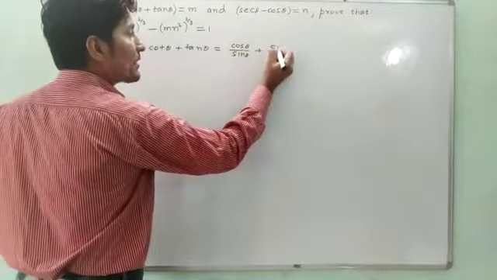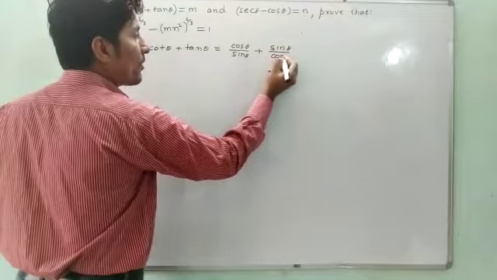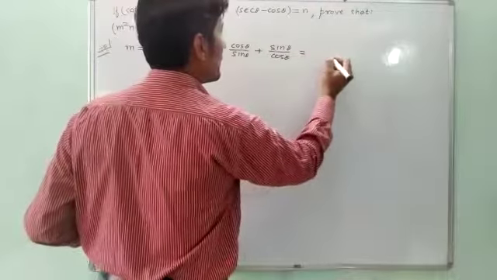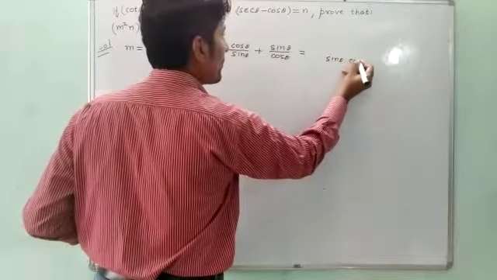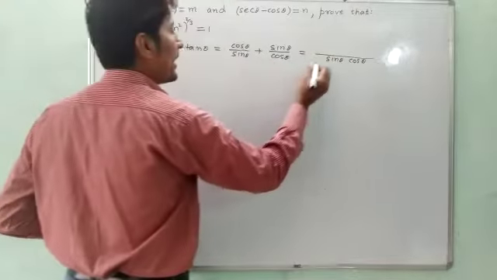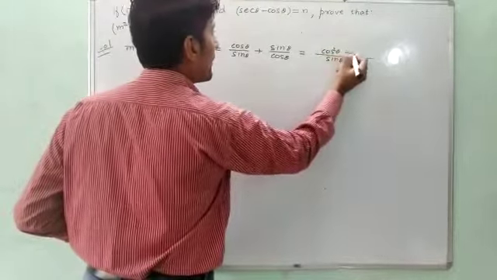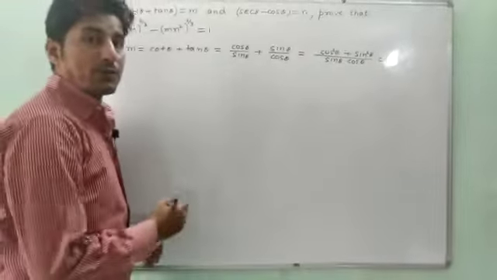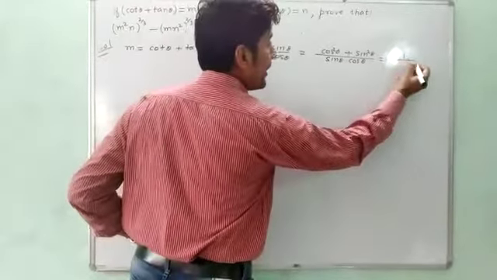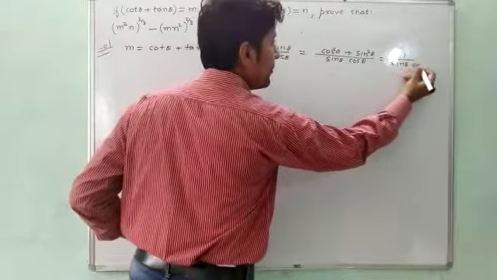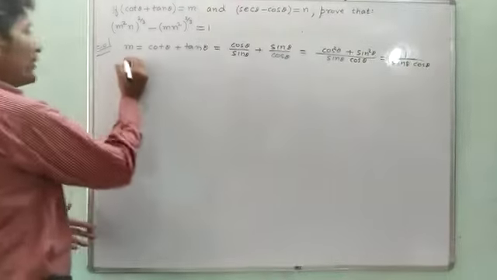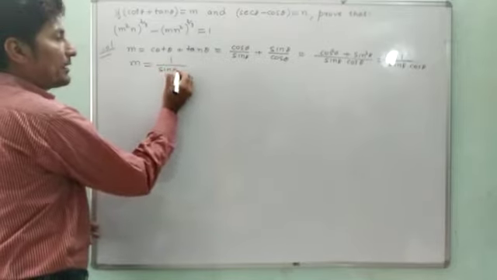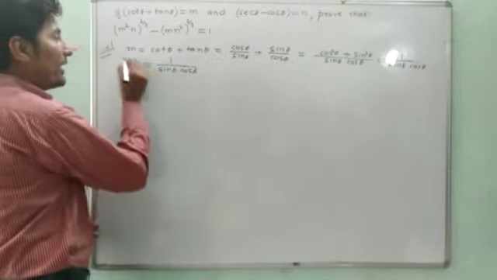Tan theta equals sin theta upon cos theta. Now here we can take out the LCM, sin theta into cos theta. In the numerator we have cos square theta plus sin square theta. As we know, cos square theta plus sin square theta equals 1. So we can place 1 here, divided by sin theta into cos theta. So finally we got the value of m: m equals 1 upon sin theta into cos theta. This is the simplified value of m.